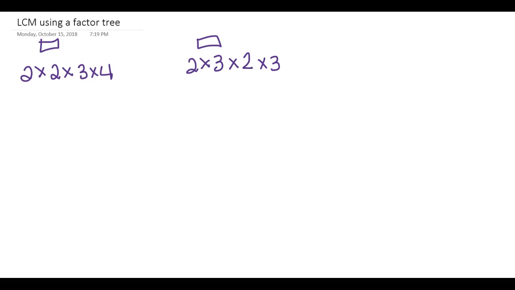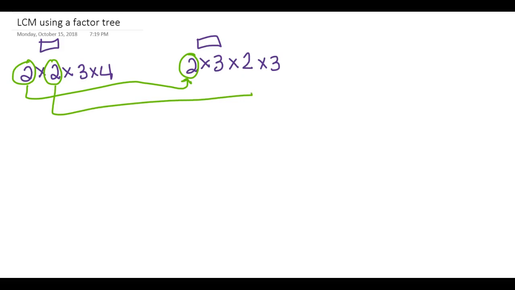So in order to find the lowest common multiple, we look for our pairs again. So this 2 matches with this 2. This 2 is going to go to this 2. This 3 goes to this 3. So let me just write out those, what I call the sets. So we have a set of 2, we have another set of 2, and we have a set of 3.